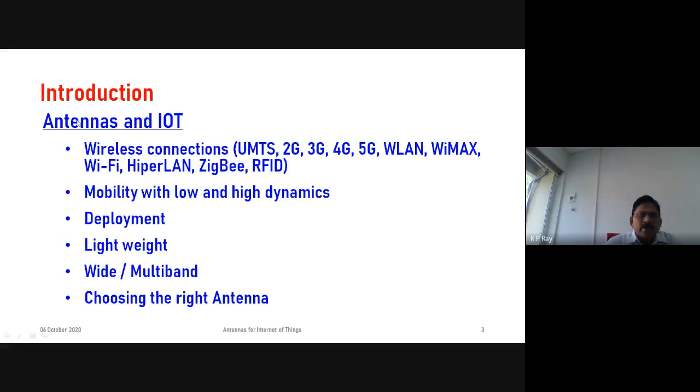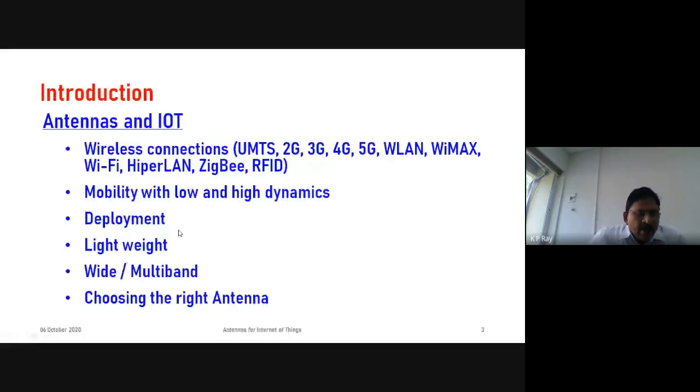Then accordingly the antenna has to be designed. Then many times there is mobility with low and high dynamics, like if you have a toy which is moving and you have to control it wirelessly, or some other gadgets where you try to find out the location and the speed through the Doppler shift. That is also how the mobility of objects is ascertained in IoT. From the antenna point of view, deployment is very important.